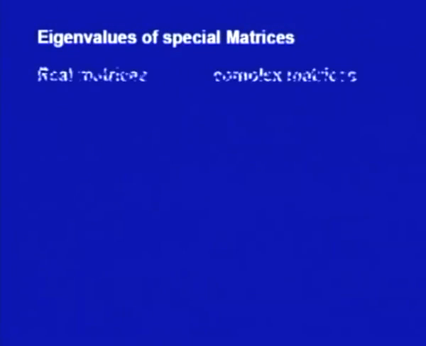We start with eigenvalues of some special matrices. We have already been discussing matrices which are real matrices, that means the elements of the matrices are real numbers. However, in many situations the elements may be complex numbers and we say the matrices are complex matrices.